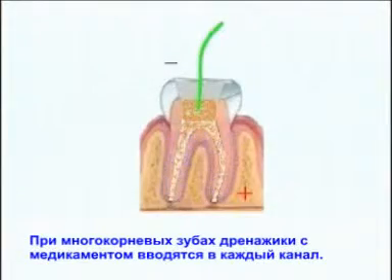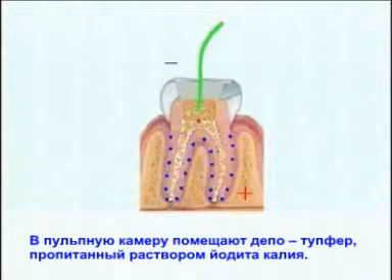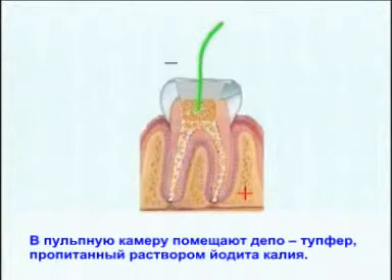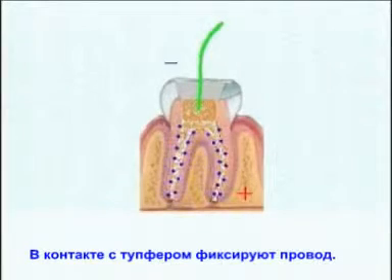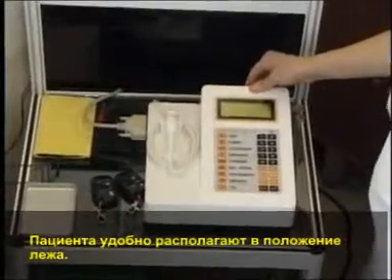The drains with medicine are inserted in every canal of multi-root teeth. A depot tamper soaked in potassium iodine solution is placed in the pulp chamber. Connected to the tamper, the conductor is fixed. The patient is accommodated lying comfortably.